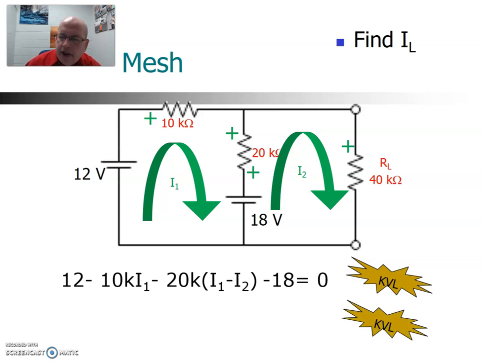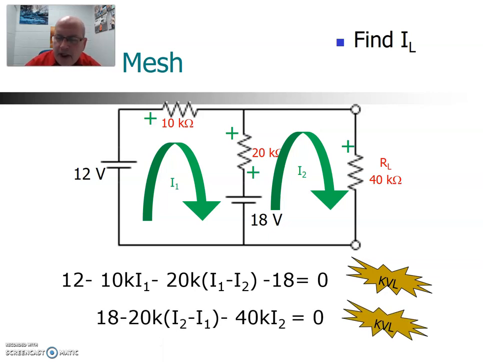And then the second equation, that's going around the second loop. We start out with the 18 source. This time we're going from negative to positive, so it's a plus 18. Now we have the polarity based upon I2, so we say minus 20K (I2 minus I1) minus 40K I2, and we're back to where we began.